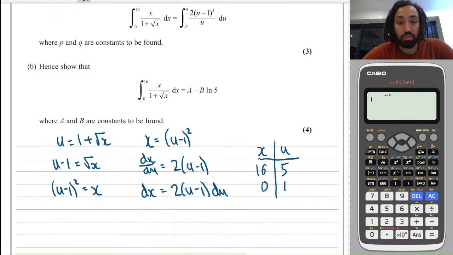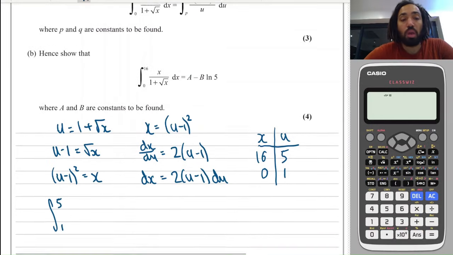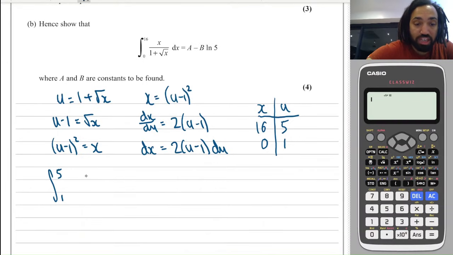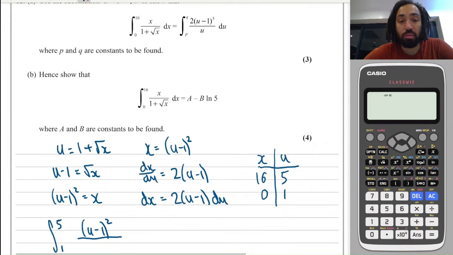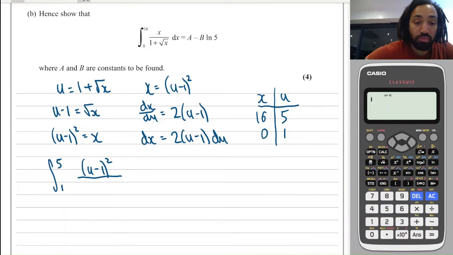We can substitute in to our new integral. So the new limits are 5 and 1. We have x on top, which we've got this rearrangement for x here, which is (u minus 1) squared. We have 1 plus root x on the bottom, which is just u, because that was the original substitution. And dx, we know, can be replaced with 2 lots of (u minus 1) du.